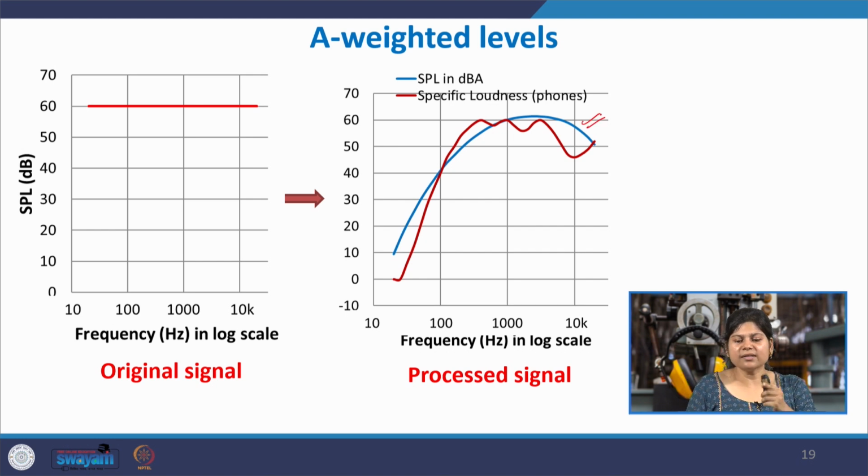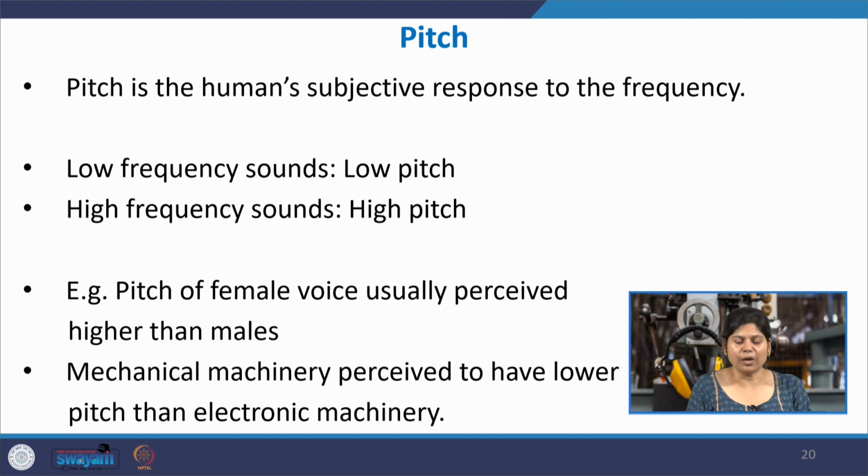You see that this A-weighted graph is very close to the human's loudness perception. So, this is a very close indicator of how the human ear is actually perceiving the loudness.